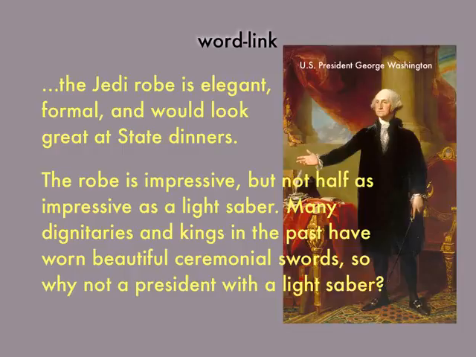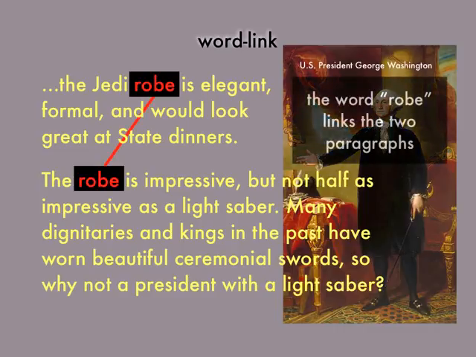The Jedi robe is elegant, formal, and would look great at state dinners. The robe is impressive, but not half as impressive as a lightsaber. Many dignitaries and kings in the past have worn beautiful ceremonial swords, so why not a president with a lightsaber? See how the word robe is used twice? This writer has taken the word from the first paragraph and repeated it in the first sentence of the next paragraph. That word links the two separate paragraphs.